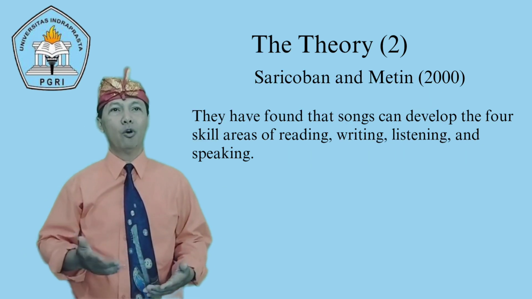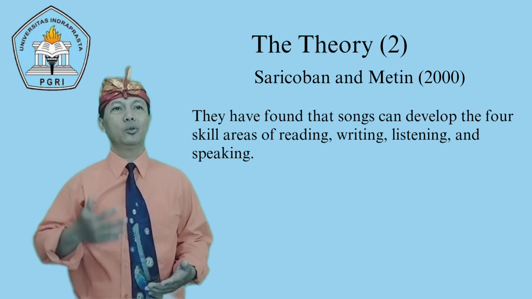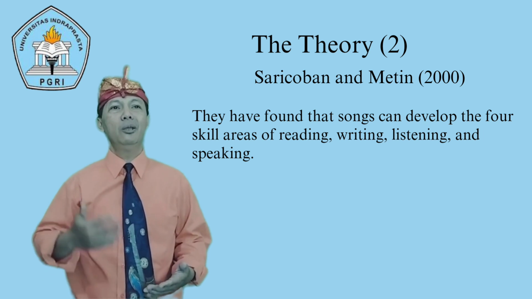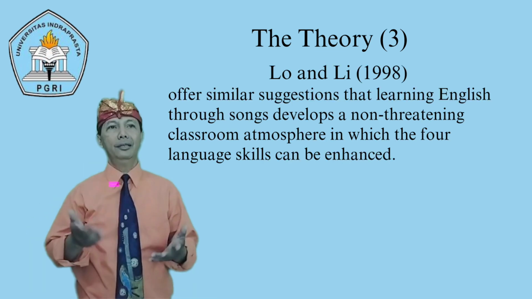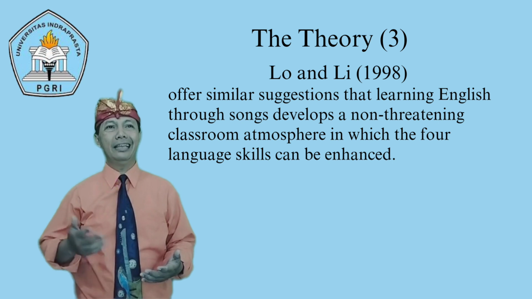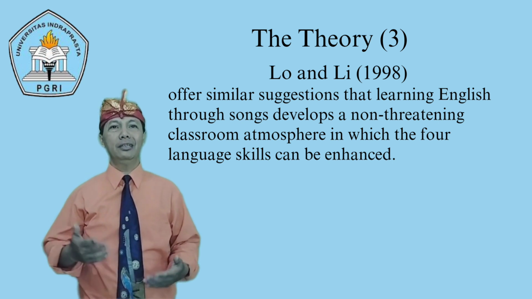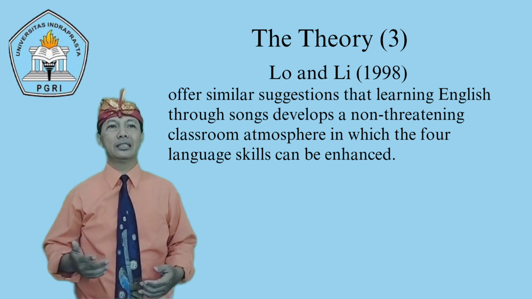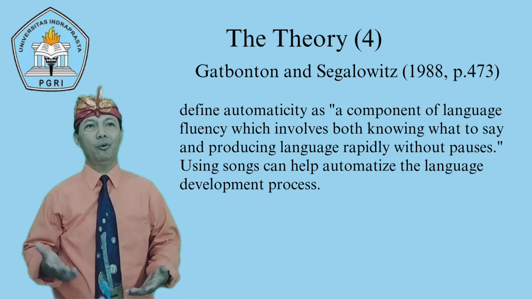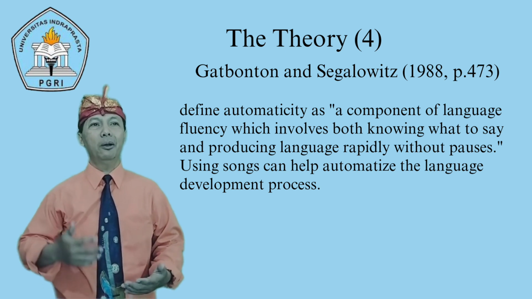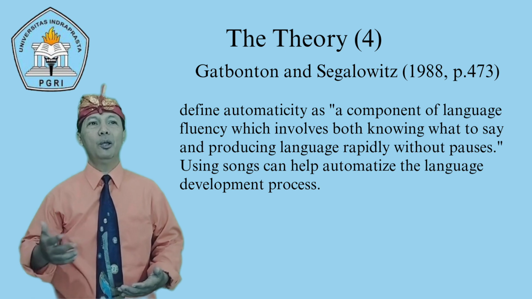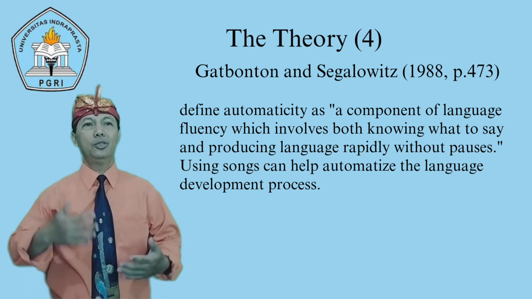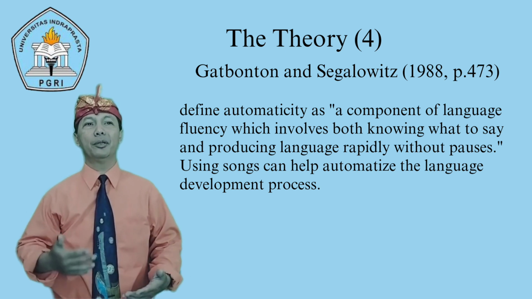Another theory tells us more about this. Sarikoban and Madin, 2000, have found that songs can develop the four skill areas of listening, reading, speaking, and writing. And the others, Low and Lee, 1998, offer a similar suggestion that learning English through songs develops a non-threatening classroom atmosphere in which the four language skills can be enhanced. Banton and Segalowitz, 1988, define automaticity as a component of language fluency which involves both knowing what to say and producing language rapidly without pauses. Using songs can help automatize the language development process.